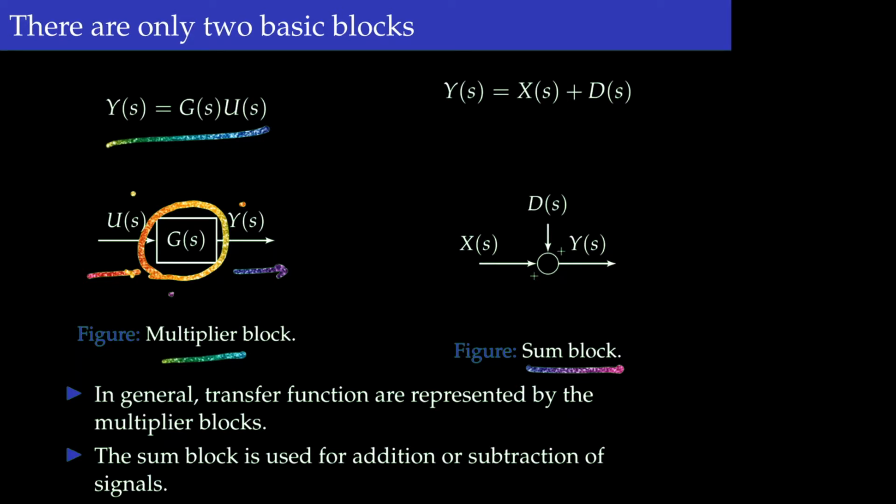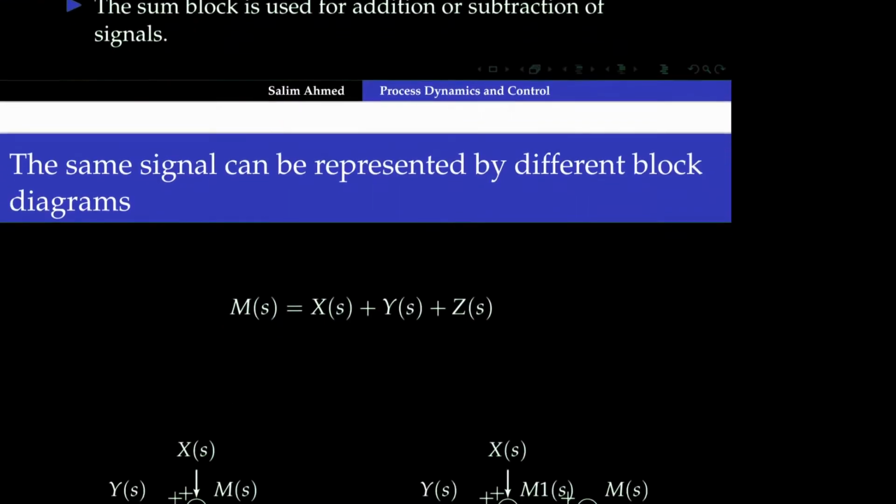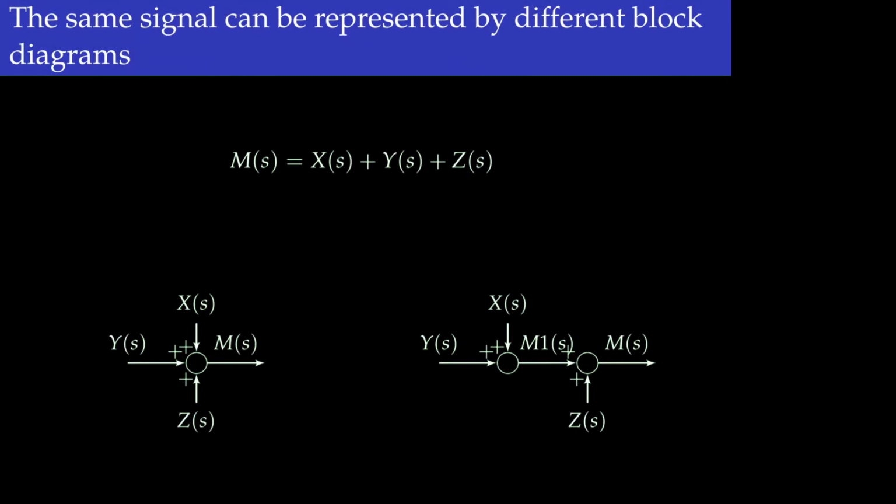The other block is the sum block. Here the sum block is used to add or subtract different signals. You see that for this case, Y(s) is nothing but the addition of these two signals X(s) and D(s). This mathematical representation is represented by this sum block. Now the same signal can be represented in different ways, and the final result will be the same. For example, in this case, the signal M(s) is nothing but the addition of X, Y, and Z.